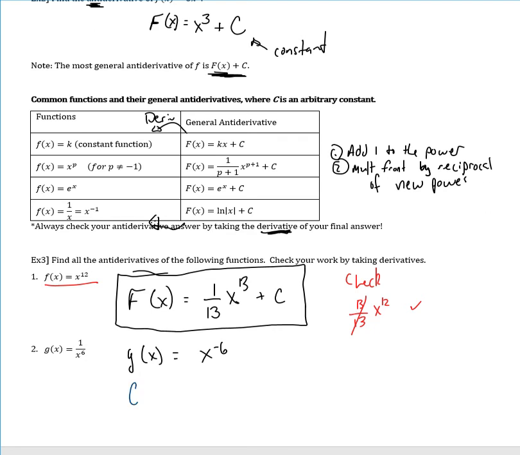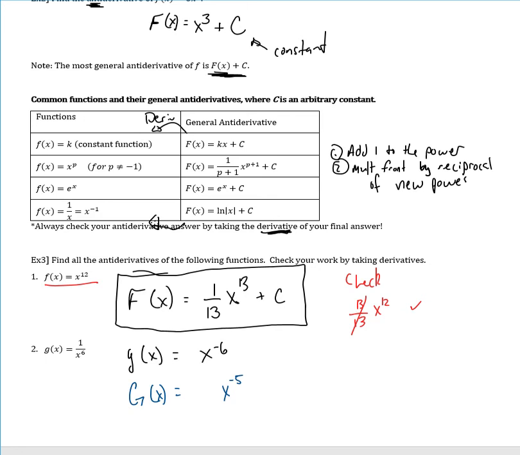So I'm going to do capital G of x. So this is the antiderivative. So capital G of x. Apply the power rule. Add 1 to the power. So that would give it a power of -5. So if I add 1 to -6, I'm at -5.